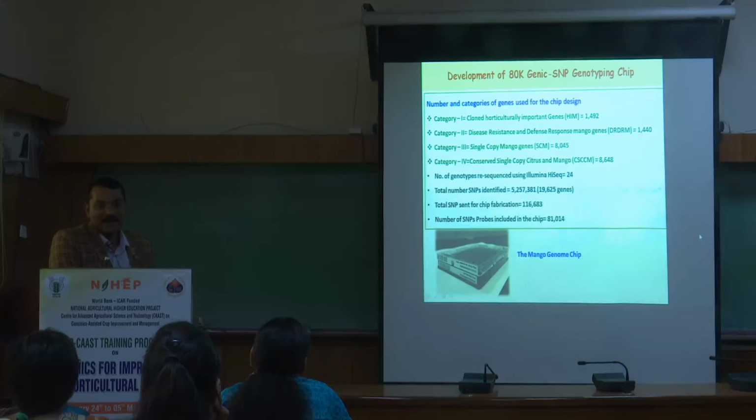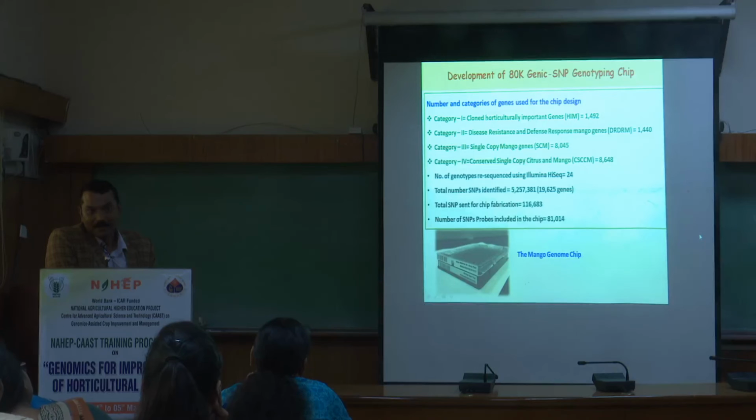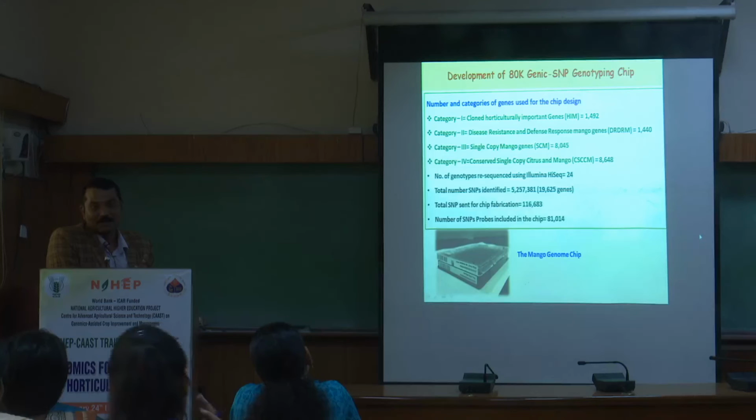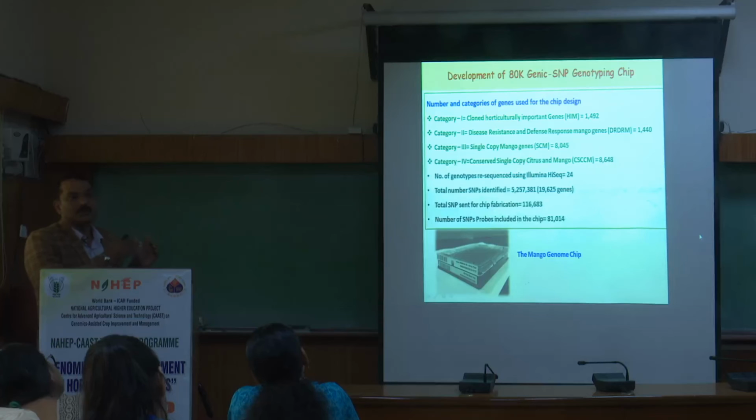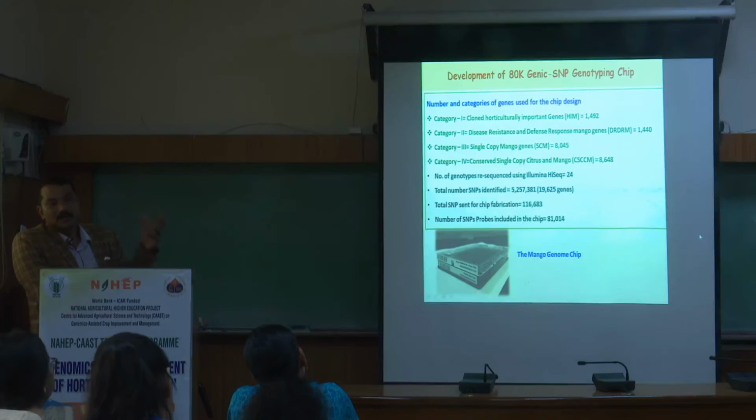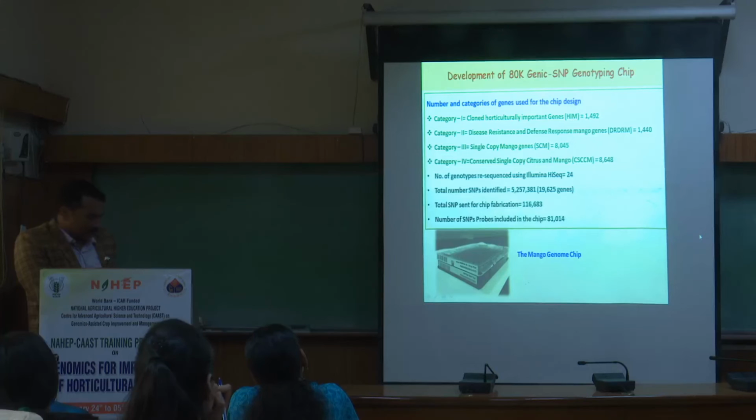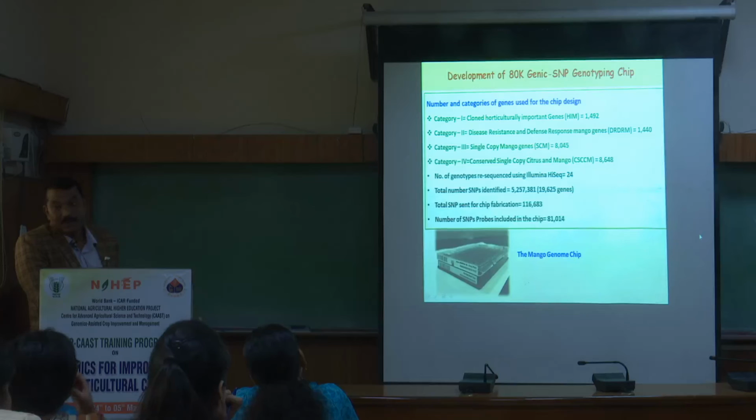Otherwise, imagine if you are doing it from traditional ways, it may take 2-3 years to complete 80,000. So in a fraction of days, just in 1 week, you can complete. This type of high throughput genotyping technology is going to be very useful for further studies, which may help in the improvement of the mango industry. Here, some of the genes are single copy mango genes, and some are conjoined single copy genes. They are very useful for phylogenetic analysis in case of mango.